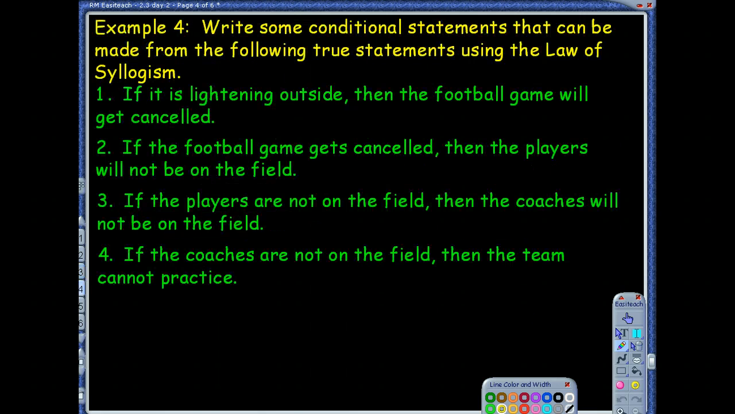All right, so for this next example, we're going to use the law of syllogism. We're going to write some new conditional statements that can be made from the following true statements. This is where I want to combine statements together, okay? This is where we looked at our examples that said if we know that P implies Q is true and we know that Q implies R is true, then we can state that P implies R.